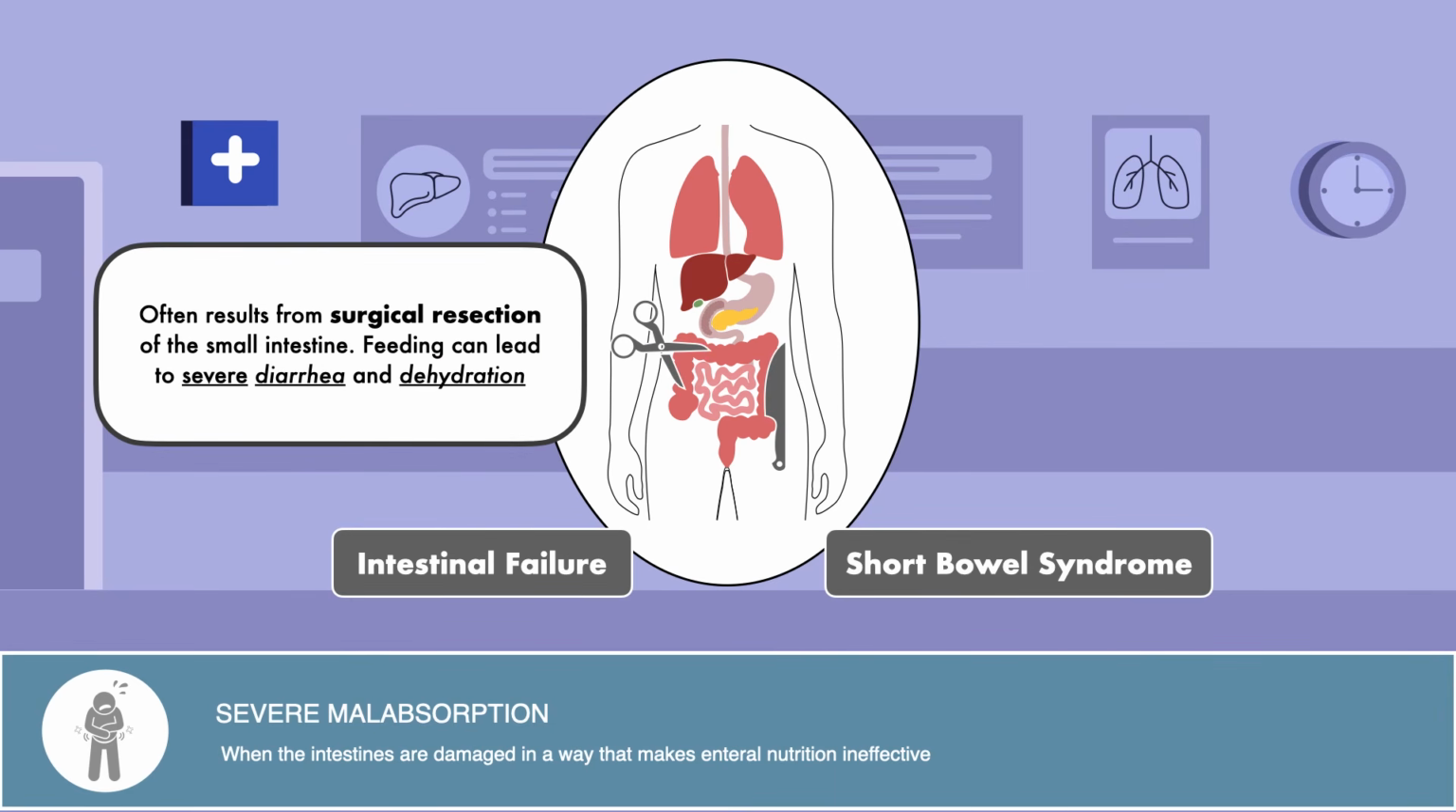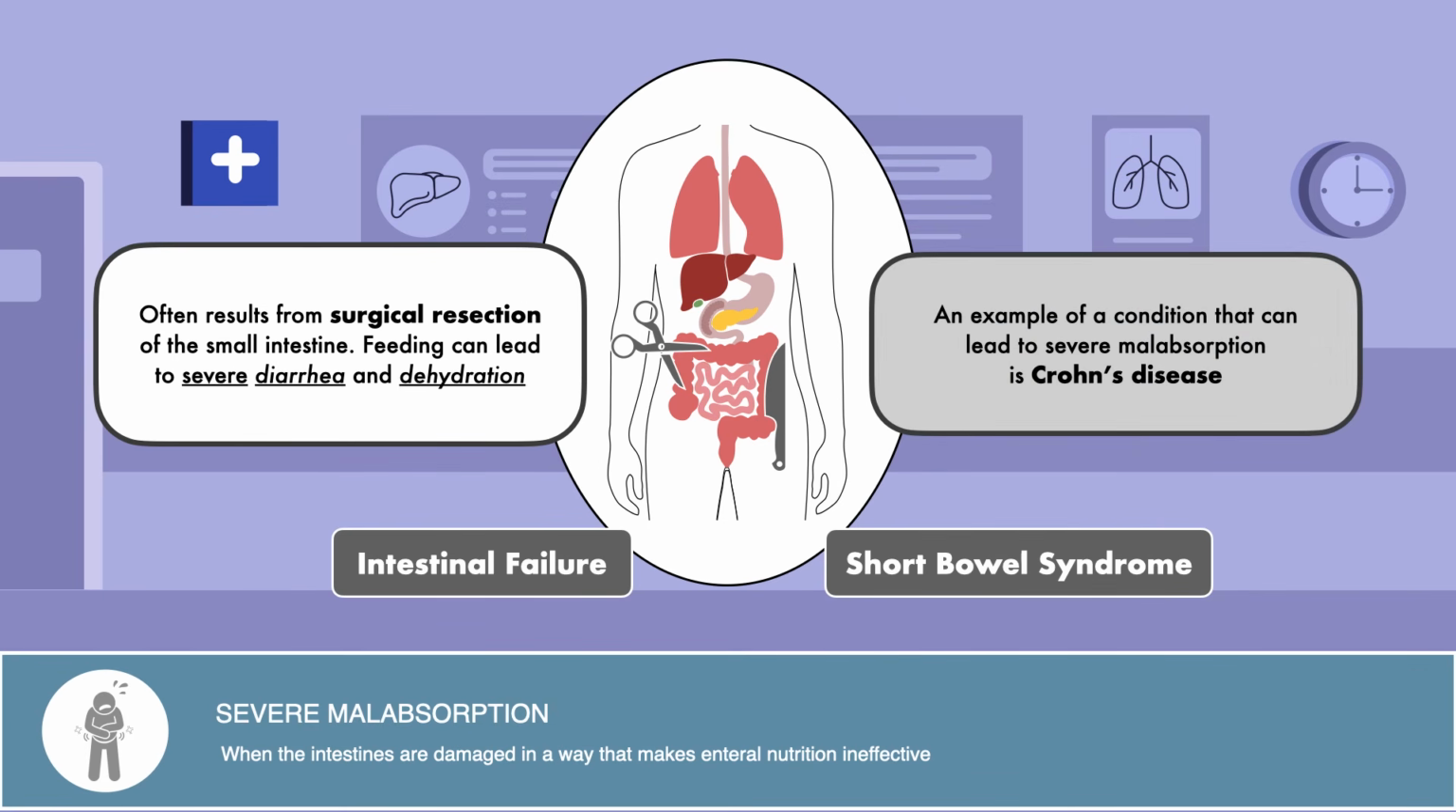When this happens, attempting to feed the patient using enteral nutrition can lead to severe diarrhea and severe dehydration. Patients can also develop uncomfortable symptoms like cramping and bloating. An example of a condition that can lead to severe malabsorption is Crohn's disease.